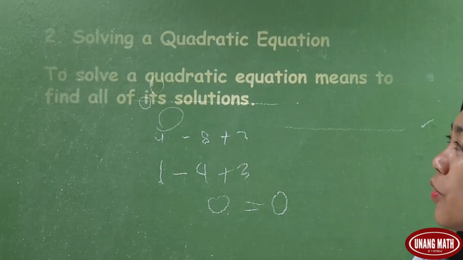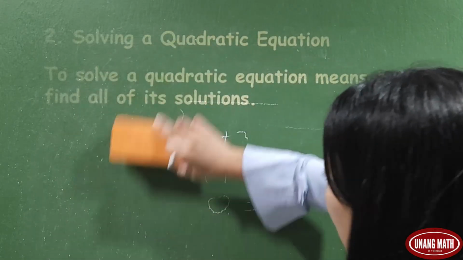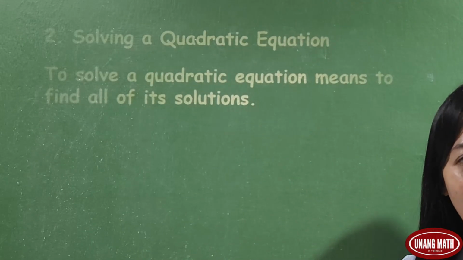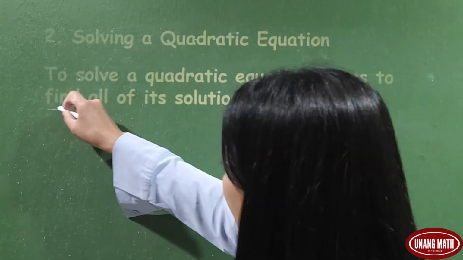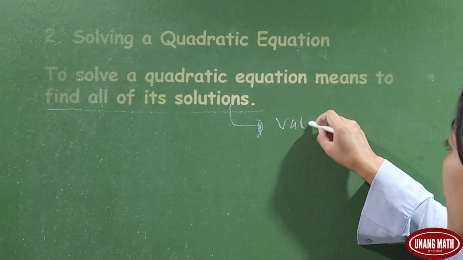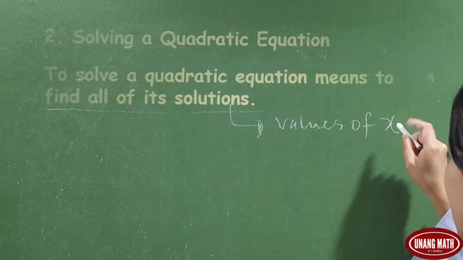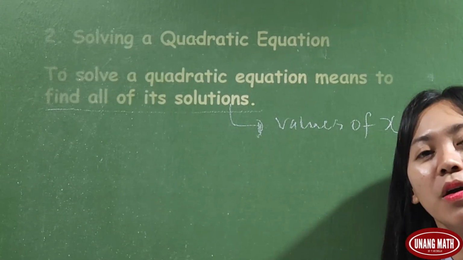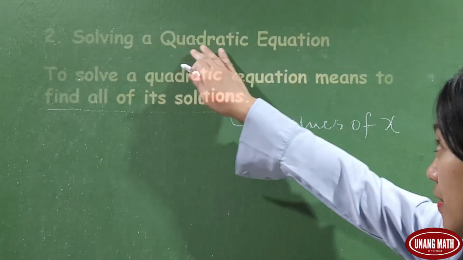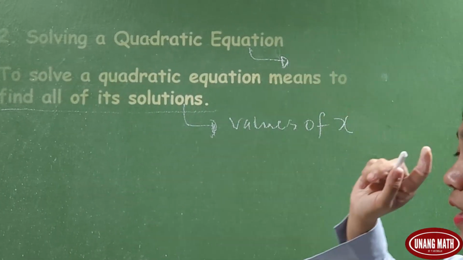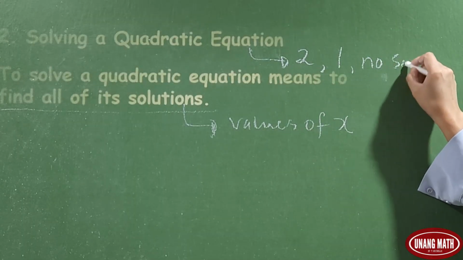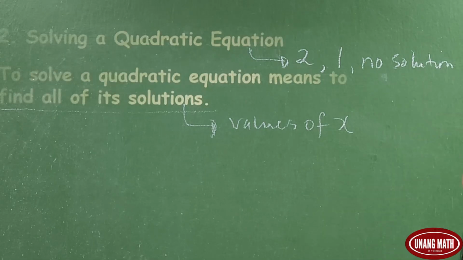Okay, what about this phrase, solving a quadratic equation? If you hear this phrase, or if the instruction is to solve this quadratic equation, it means you have to find all of its solutions. Or in other words, we have to find all the values of x that will make the equation true. You already know that a linear equation has only one solution. A quadratic equation can have two solutions, one solution, or no solution.